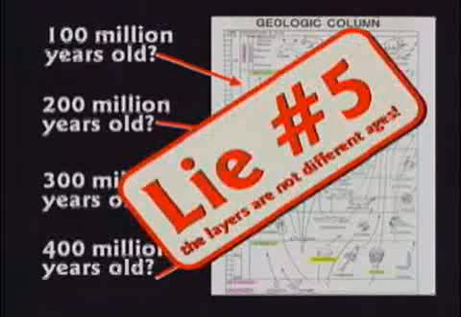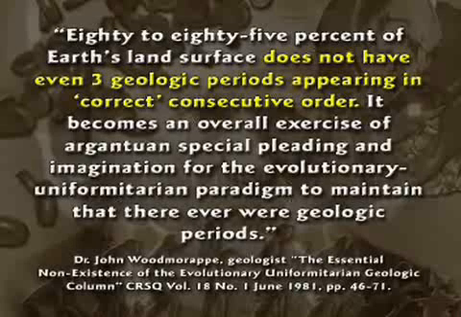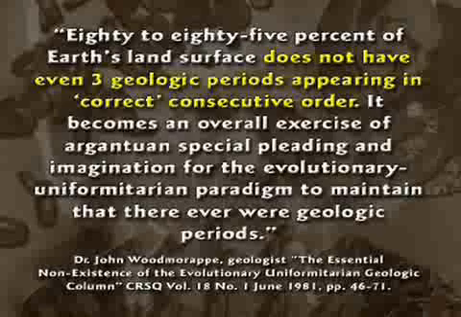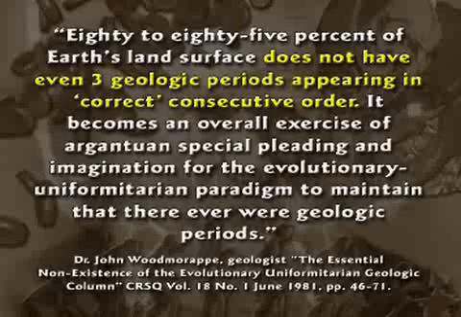80 to 85% of Earth's surface does not even have 3 geologic periods appearing in correct consecutive order. This guy says it becomes an overall exercise of gargantuan special pleading and imagination for the evolutionary uniformitarian paradigm to maintain there ever were geologic periods. The geologic column is a hoax.